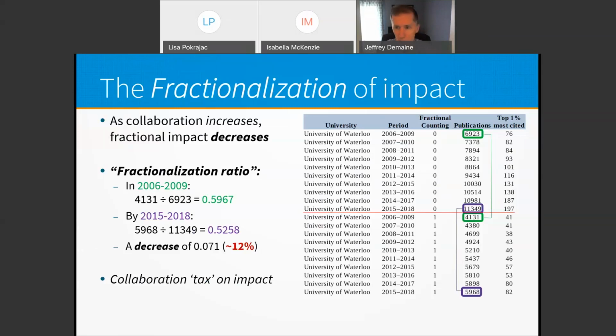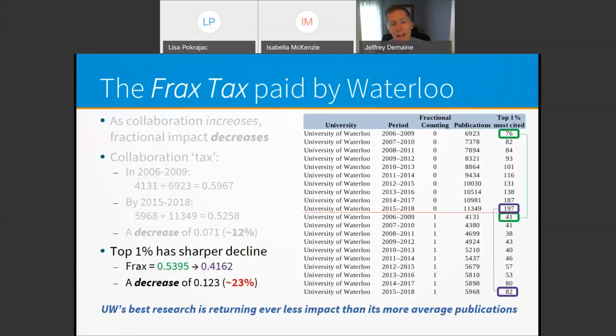So in green, we'll see in 2006, 2009, there were 6,923 whole counted publications. But those same publications, if you count them as fractions, is only 4,131. You divide the fractional by the whole, and you get a ratio of 0.59, well, almost 0.6. So that means that Waterloo was 60% of the authors on those papers, and the other 40% are the co-authors.